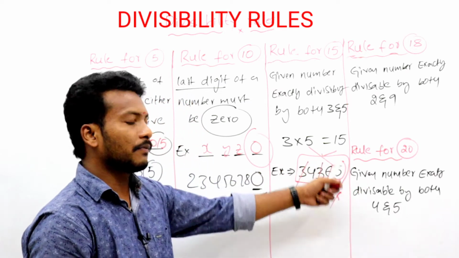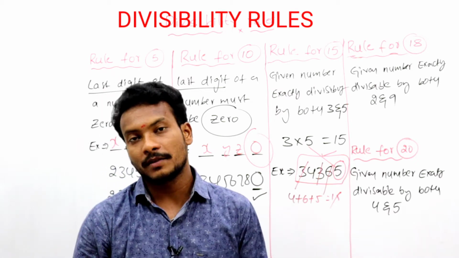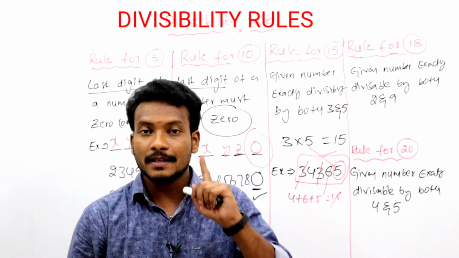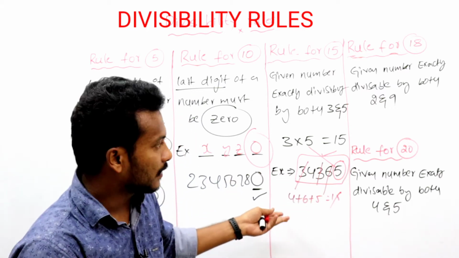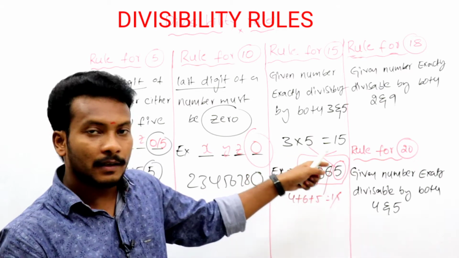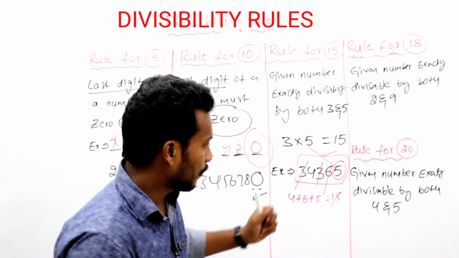What do we need for 15? 3 into 5. Are 3 and 5 co-prime numbers or not? First we have to check this one. The only common factor of 3 and 5 is 1. That's why we take this one. Now look, for 15 what do we need? 3 and 5. We have already learned about 3 and about 5.